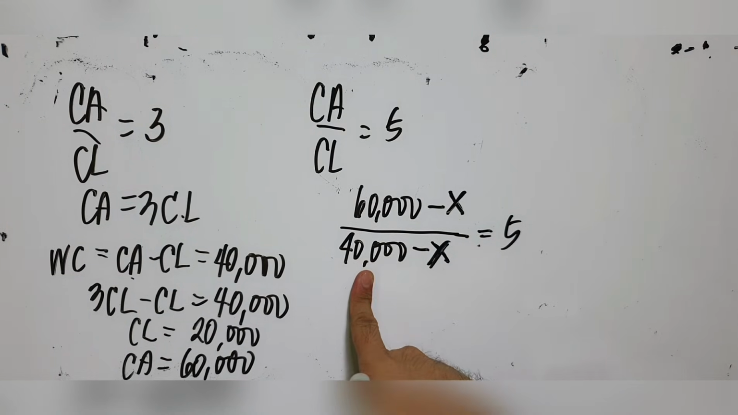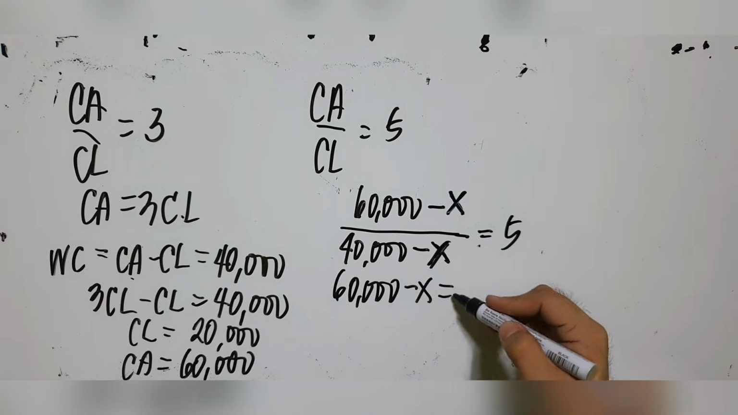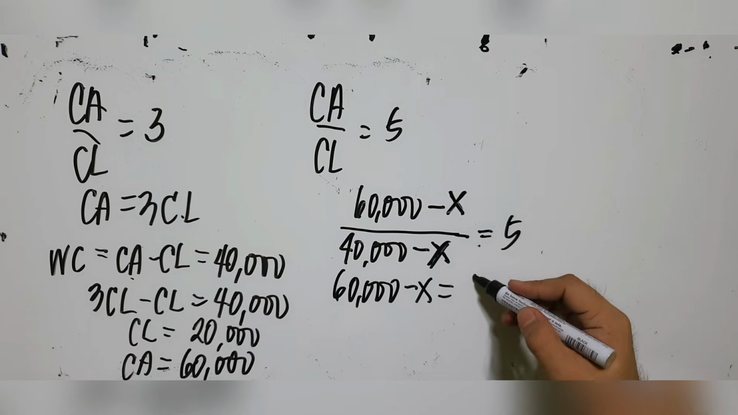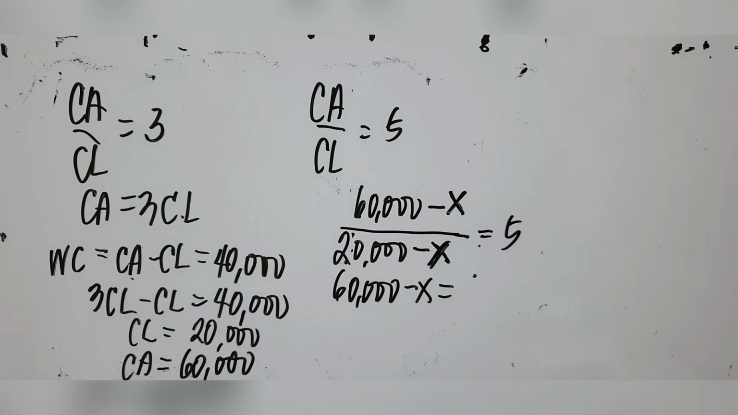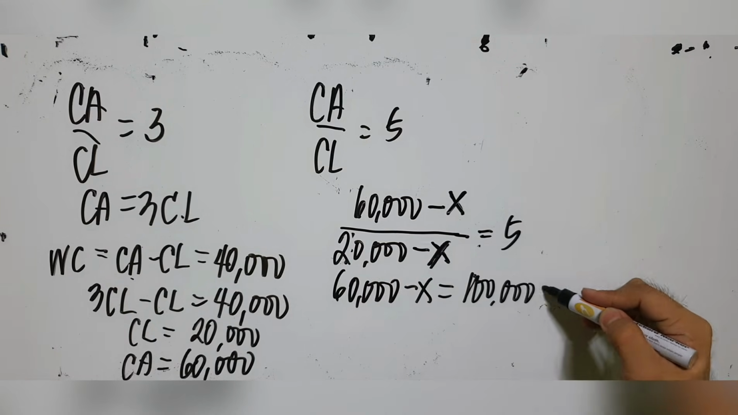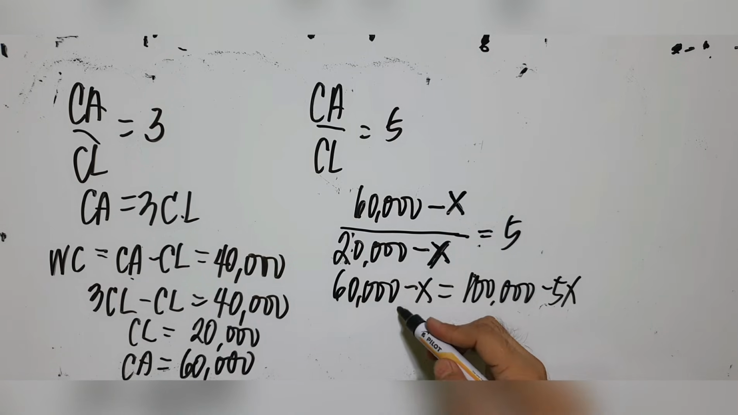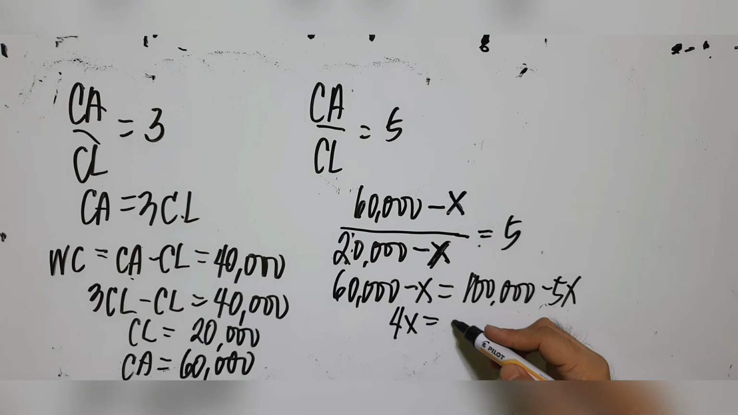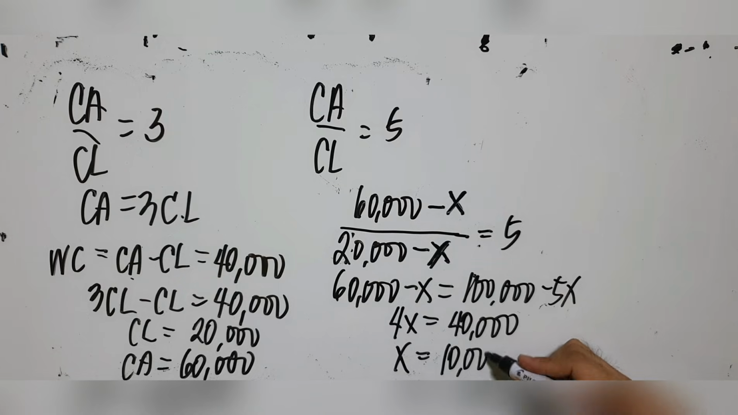So, ilipat yung 20 minus X sa kabilang side. So, that would be 60,000 minus X. Ilipat sa kabila. This is 20,000. So, lipat natin sa kabila. So, that would be 100,000 minus 5x. Okay? So, lipat sa kabila ulit. So, 4x is equal to 40,000. Therefore, x is equal to 10,000 pesos. Meaning, kung gusto natin ma-achieve yung 5, dapat magbayad tayo ng 10,000 na payable.